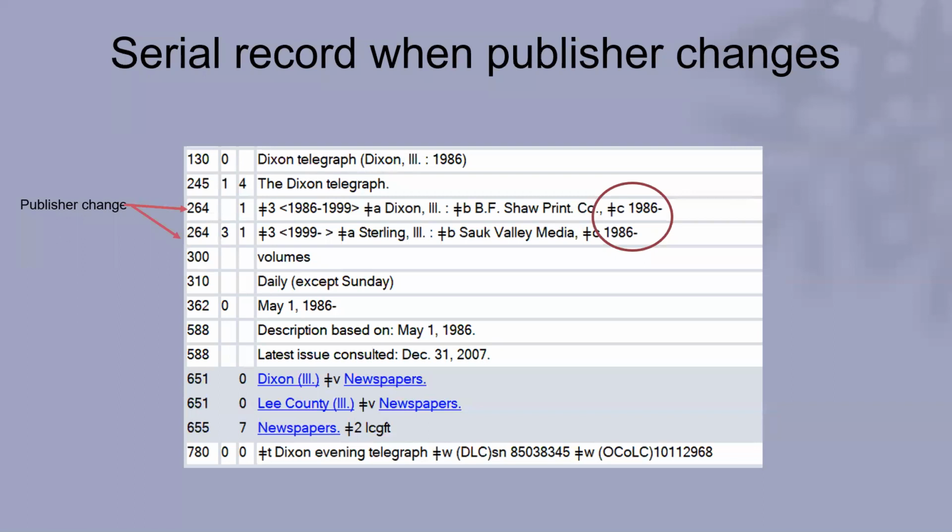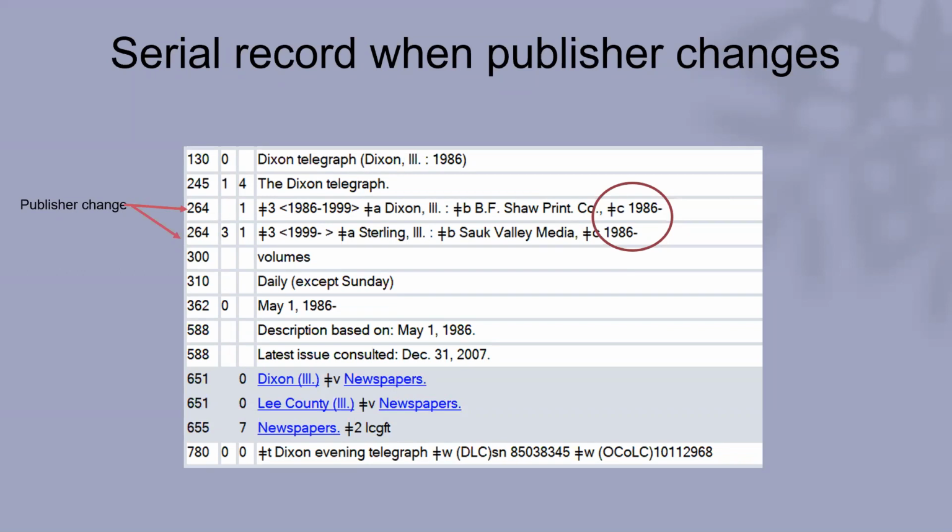The first indicator blank is used when a resource is first cataloged. The first indicator 2 is used for the intervening publisher, and the first indicator 3 is for the current or latest publisher. In this case, we just had the first one, the first publication, and the latest one. We didn't have a 2 for an intervening one. Since this publication is still being issued, the dates in the 264 subfield c have a dash after the date to show that the serial is ongoing.